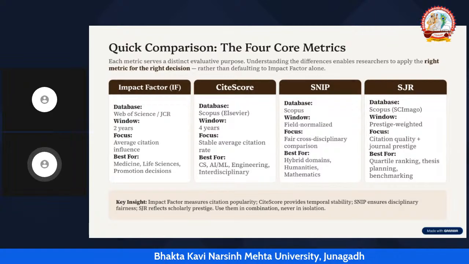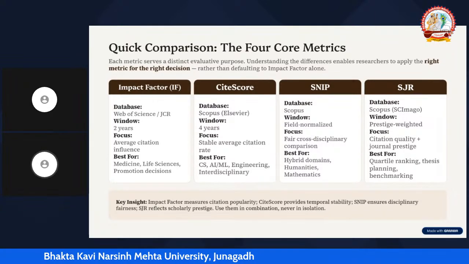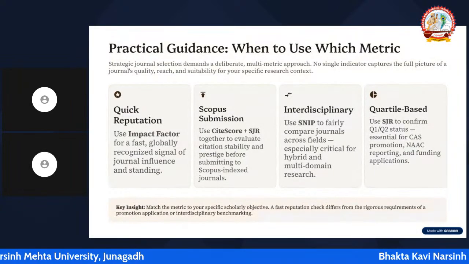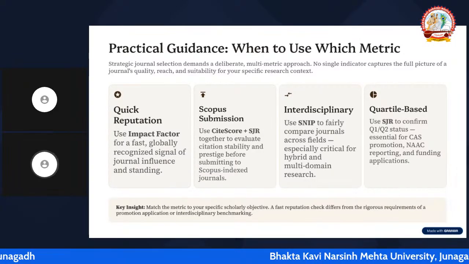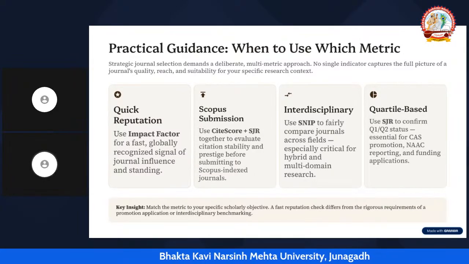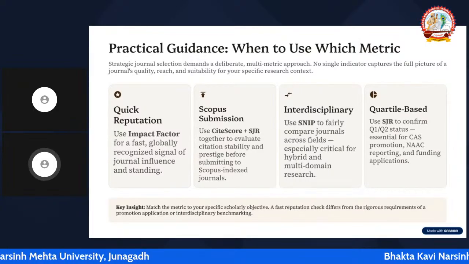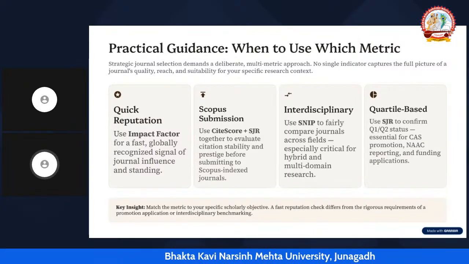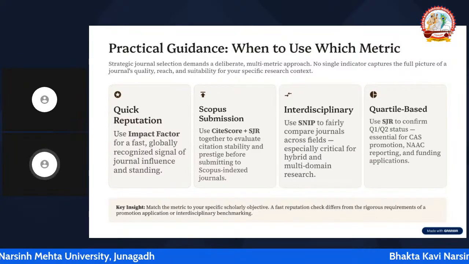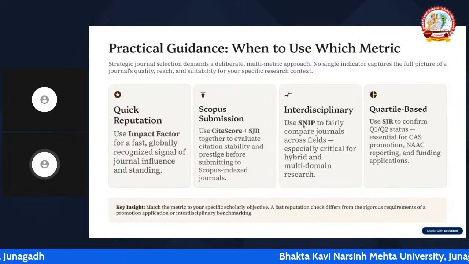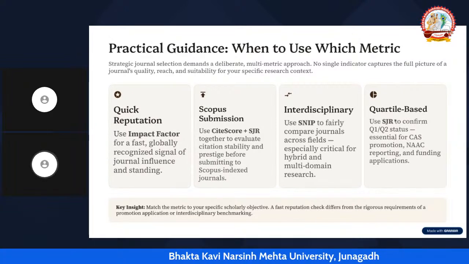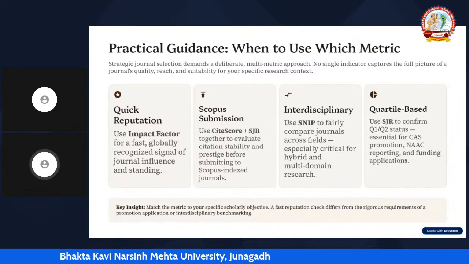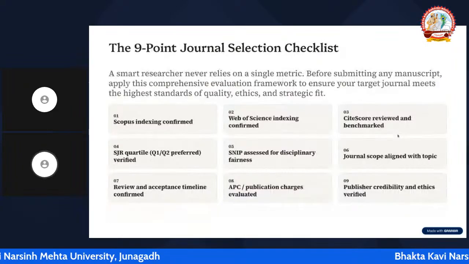What about the impact factor? What is CiteScore? What is SNIP? And what is SJR? We have to identify the metrics. If we want quick recognition, then we have to use impact factor. If we are making a Scopus submission, then we have to identify the CiteScore as well as SJR. If we are using the interdisciplinary aspect, then we use SNIP, normalized impact, and if we strictly follow quartile-based publications, then we have to use SJR.